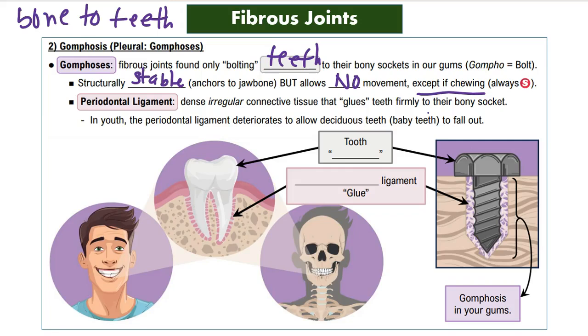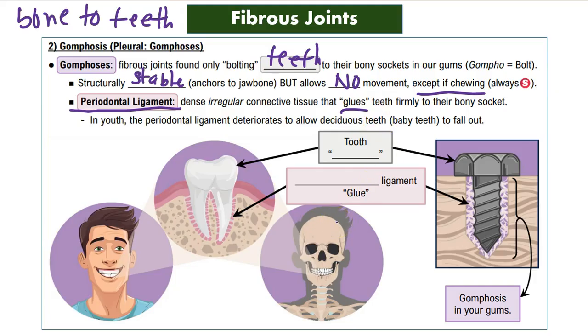Now, what's going to be connecting that bolt, right, in our bony gum sockets to our teeth? So what's going to be connecting our tooth to our actual jawbone? That's what I'm trying to say. And that's going to be the periodontal ligament. So peri means around, odont means tooth, once again. So it's going to be a ligament around the tooth, and it's going to be made of dense irregular connective tissue that glues the teeth firmly into their bony socket.